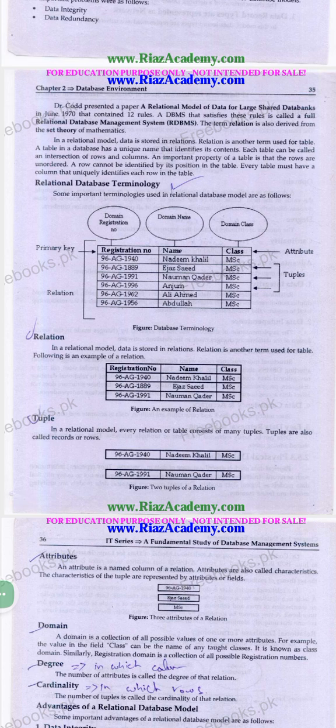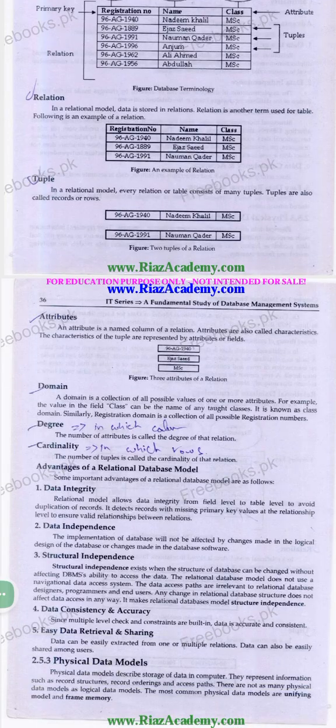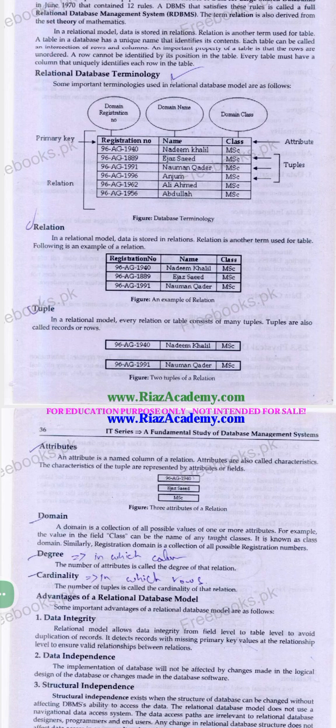The relational database terminologies are given. The first one is the primary key. What is the primary key? Then relation, tuple, attributes, domain, degree, cardinality. Okay. First of all, we have the primary key. A primary key means the unique identity of a table; the column that uniquely identifies rows is the primary key. On the basis of that, we can easily apply constraints on the table.